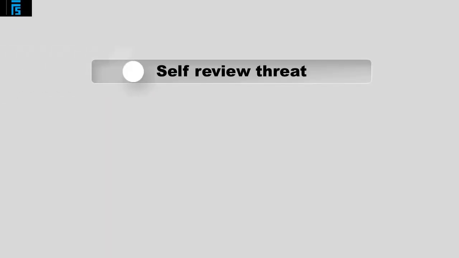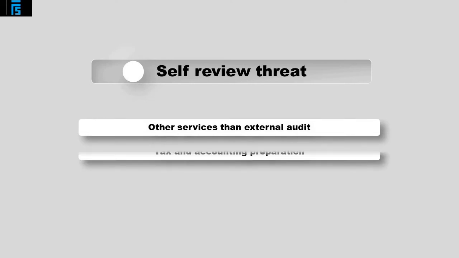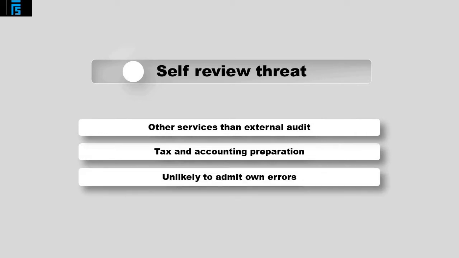A self-review threat arises where an audit firm may provide other services other than external audits to a client. Other services, such as tax and accounting preparation, could be completed by an individual who then goes on to work on the audit assignment. The issue is that if they were to audit their own work and discover an error, it would be unlikely that they would admit to it, thereby leaving a potential material misstatement in the financial statements.